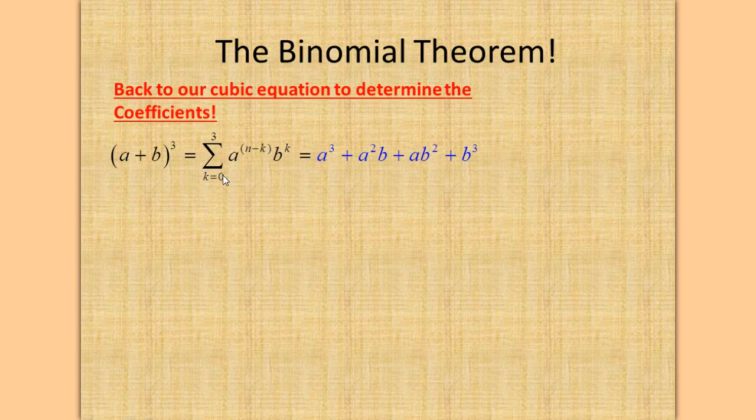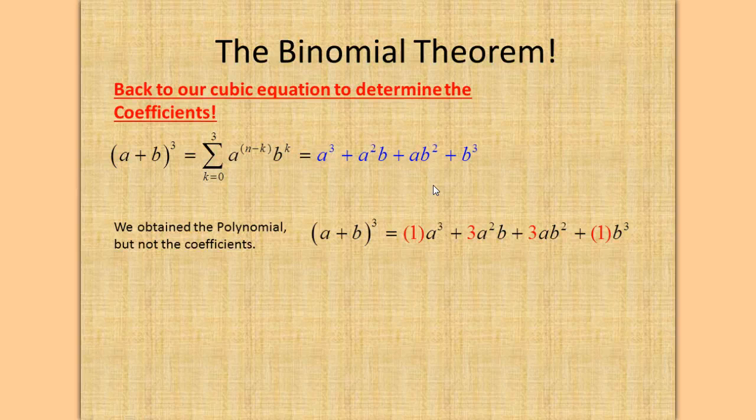So the first term, when we plug in k equals 0, k equals 1, k equals 2, and k equals 3, with n staying constant as 3, we get a cubed plus a squared times b plus a times b squared plus b cubed. Okay. We obtained the polynomial, but not the coefficients. Remember, we didn't get the coefficients.